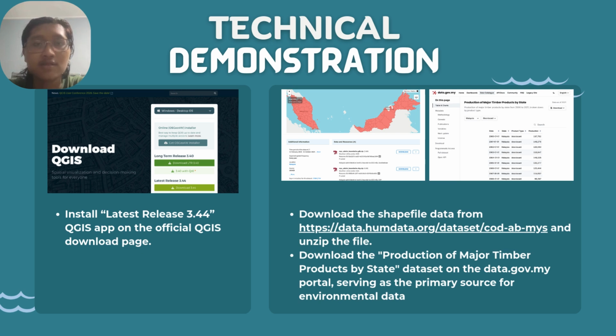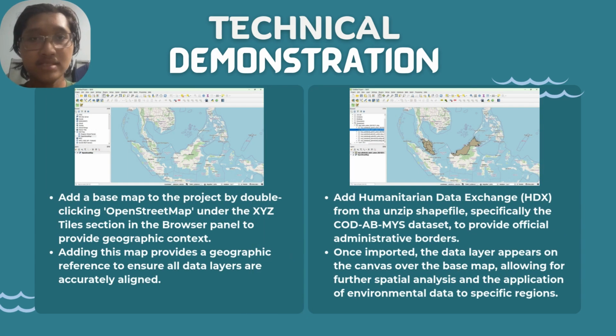To begin, install the latest release 3.4 of the QGIS application from the official download page. The administrative boundary data is sourced as a shapefile from the Humanitarian Data Exchange (HDX), and primary environmental data, specifically the production of major timber product statistics, is downloaded from the data.gov.my portal. Add an OpenStreetMap-based map to the project via the XYZ section on the browser panel. This base map provides the necessary geographic reference to ensure all data layers are accurately aligned.